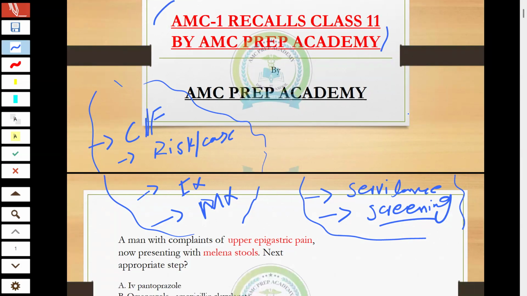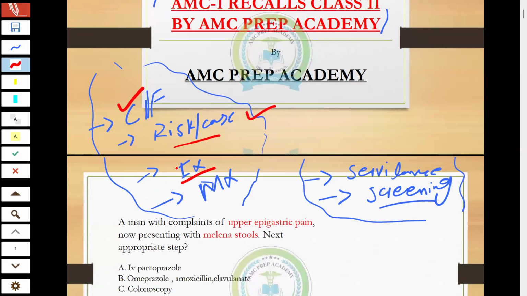So we are talking about the exam pattern of AMC. In every single topic of AMC, you have to focus on each topic's clinical features, the respective investigations, management, and a few topics have a surveillance or screening part. You have to go through that. These are a few important things in every topic.